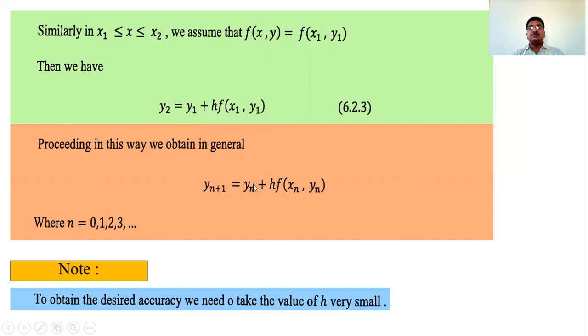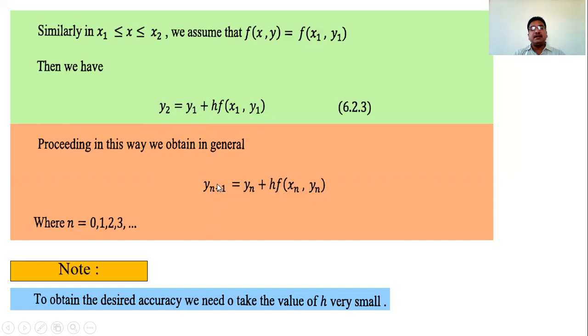So by generalizing this formula, if we proceed in a similar way, then we have the general formula for y(n+1). If you write the formula for yn, it is y(n-1) plus h f of x(n-1), y(n-1). But remember, here we take n plus 1, therefore y(n+1) is yn plus h f xn yn, where n runs from 0, 1, 2, 3.